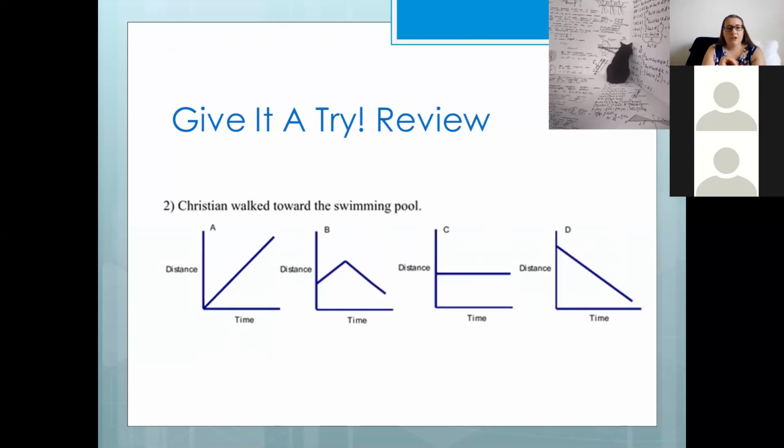Next question, Christian walked toward the swimming pool. Which picture best represents that scenario?